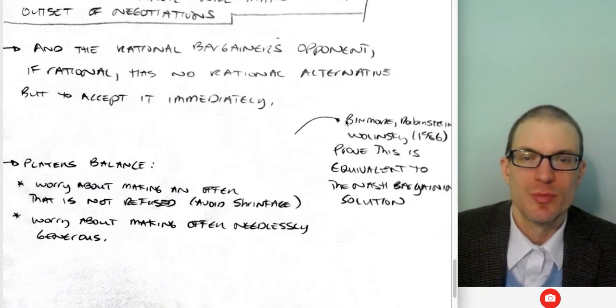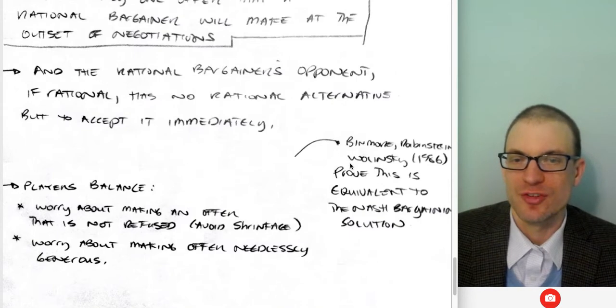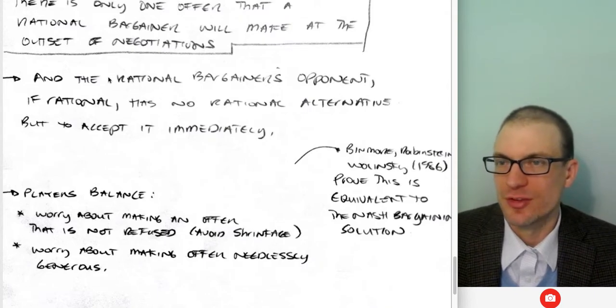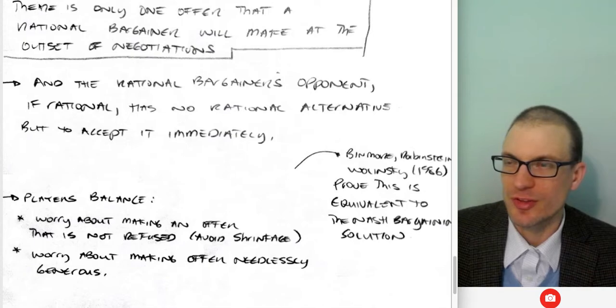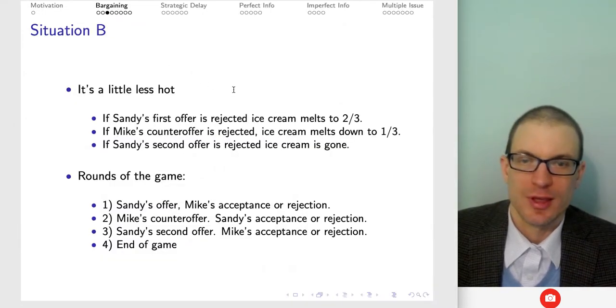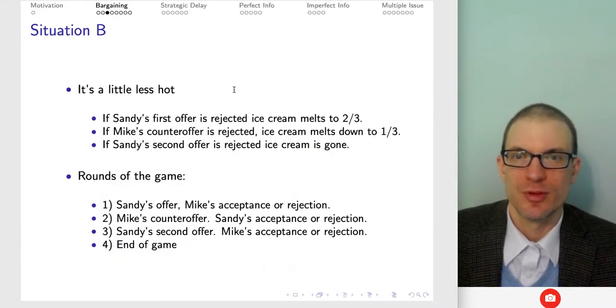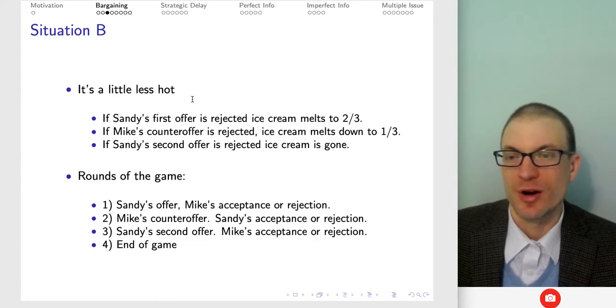Interestingly, Binmore, Rubinstein, and Wolinsky, 1986, showed that this is actually equivalent to the Nash bargaining solution. So think of John Nash. John Nash shared the Nobel Prize with John Harsanyi and Reinhard Selten for contributions around the Nash equilibrium. That's what John Nash is known for, but a really important contribution was in bargaining, in cooperative game theory as well.